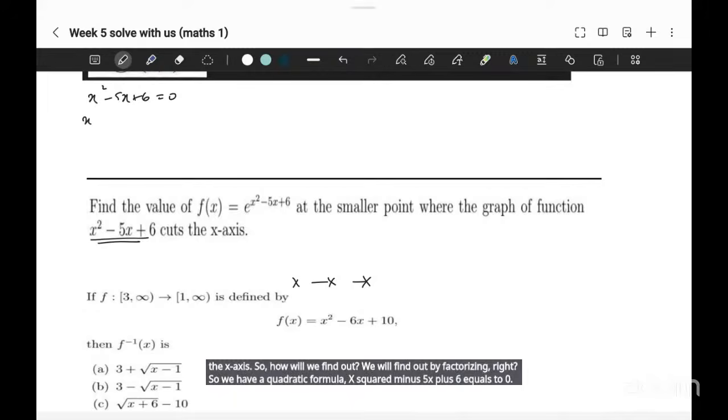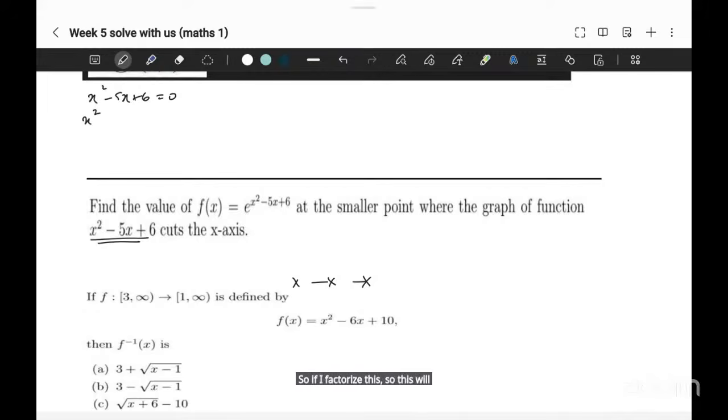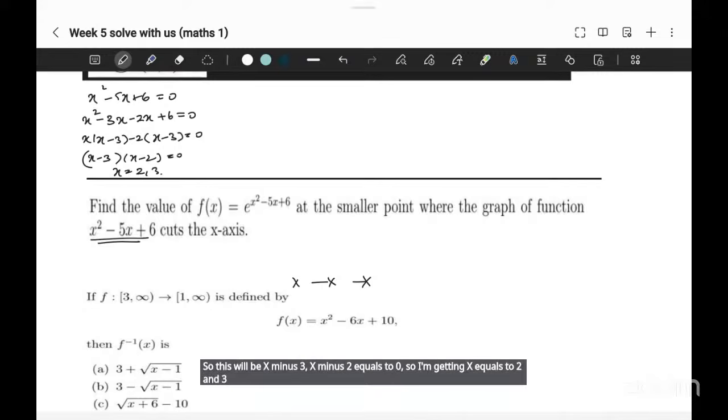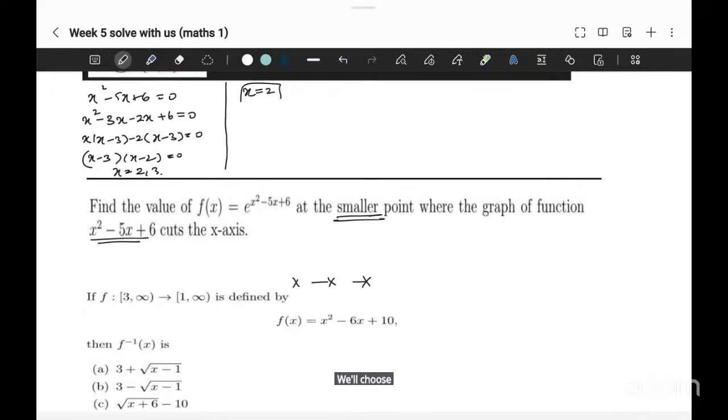So if I factorize this, it will be x square minus 3x minus 2x plus 6 equals 0. x into x minus 3, minus 2 into x minus 3. So this will be (x minus 3)(x minus 2) equals 0. So I'm getting x equals 2 and 3. Okay. Now we need to check for the smaller point. So there are 2 points at which they cut the x-axis, right? So what is the smaller point? We will choose x equals 2. This is the smaller point.